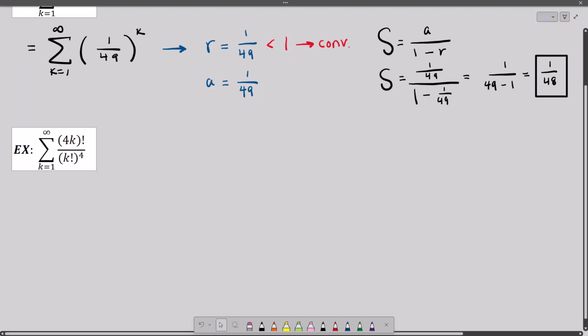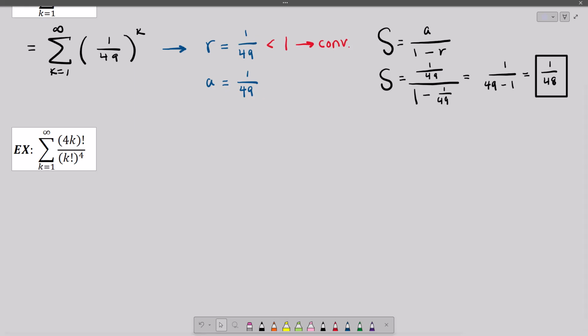A is just the first term. A is always the first term. So if this index started at 3, A would be 1/49 cubed. So whatever that first index is, that gives us the A value.